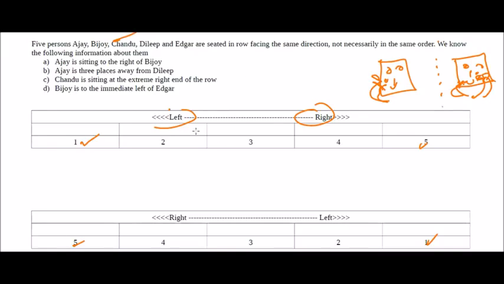So let's read the information. Ajay is sitting to the right of Bijoy. So Bijoy, some positions, Ajay. In this case, the right direction is this, so Ajay will be on this side. Ajay is 3 places away from Dilip. Here, this does not mention the direction, so it can be Ajay, 3 people, Dilip, or Dilip, 3 places, Ajay. Same goes here.